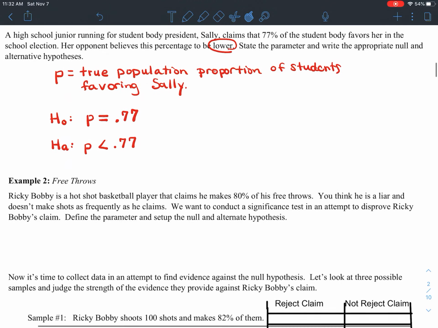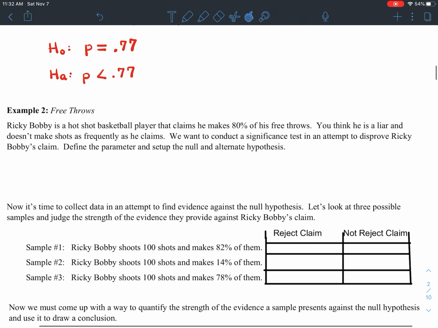Okay, let's look at another example. We're going to take this a little bit further here so that we can dive a little bit deeper into these significance tests.